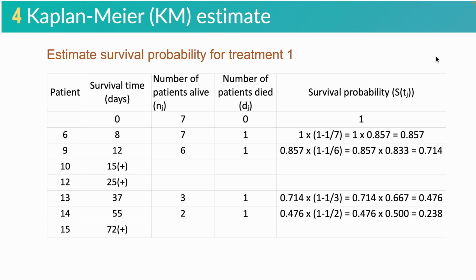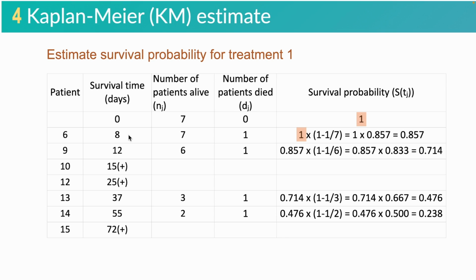This table shows how to calculate survival probability for treatment 1. Treatment 1 has 6 patients listed in column 1. Column 2 is the survival time, and the plus sign means censored data. The next column is the number of patients alive, and the fourth column is the number of patients died. The last column shows how we calculate the survival probability. As you can see, at time 0, the survival probability equals 1.